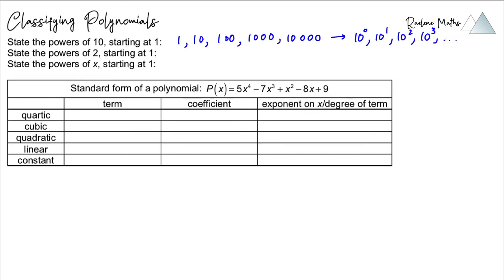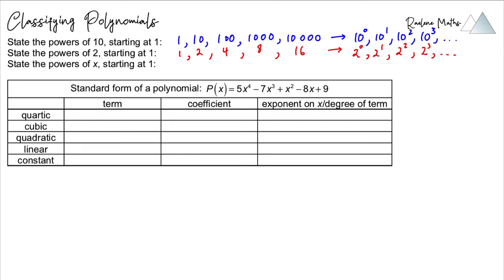We can do the same thing for the powers of 2 starting at 1. We start at 1, we double, we double, we double, and so on. And again, we have a more compact notation using 2 to each exponent. 2 to the 0 is 1, 2 to the 1 is 2, 2 to the 2 is 4, 2 cubed or 2 to the exponent 3 is 8, and so on.